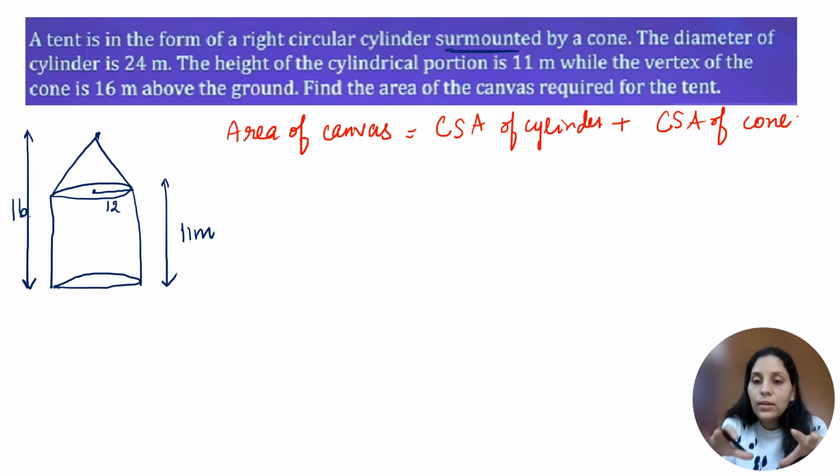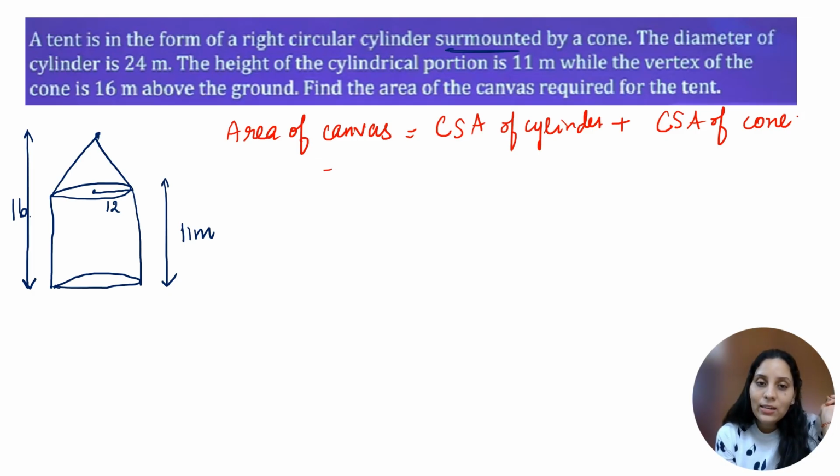So when you have a tent on the base, you don't cover the base. The tent is placed on the ground, on the mud. So the base is not covered. Similarly, on the top, it's the conical shape, so the top is also not covered. So that is why we consider CSA of cylinder plus CSA of cone. Base, top and bottom are not included, not covered.